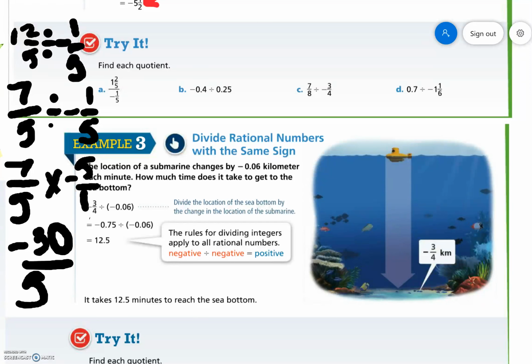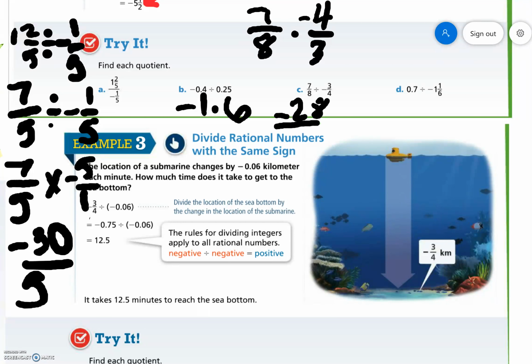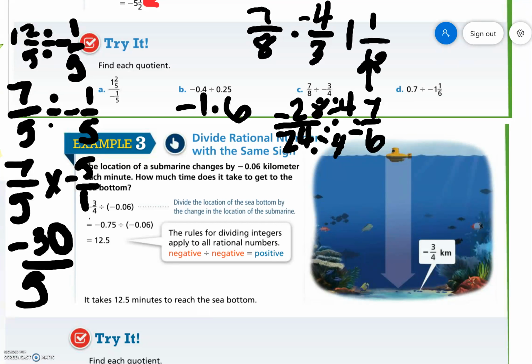All right, B, you can just put in your calculator. Negative 0.4 divided by 0.25 gives us negative 1.6. Then 7/8 stays, change to multiplication, use the reciprocal. Gonna give us negative 28 over 24, which we can reduce by 4 to equal 7 over 6, which is 1 1/6. Oh, I forgot all along my negative. Make sure you're very careful.